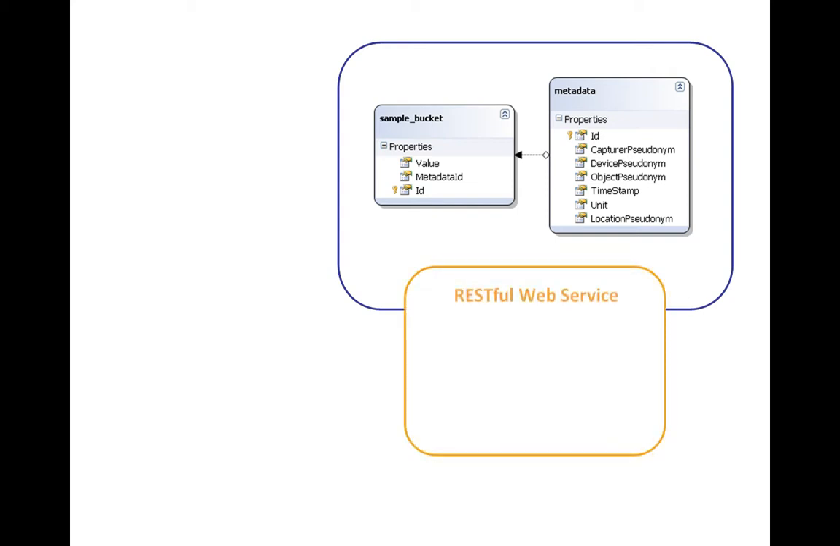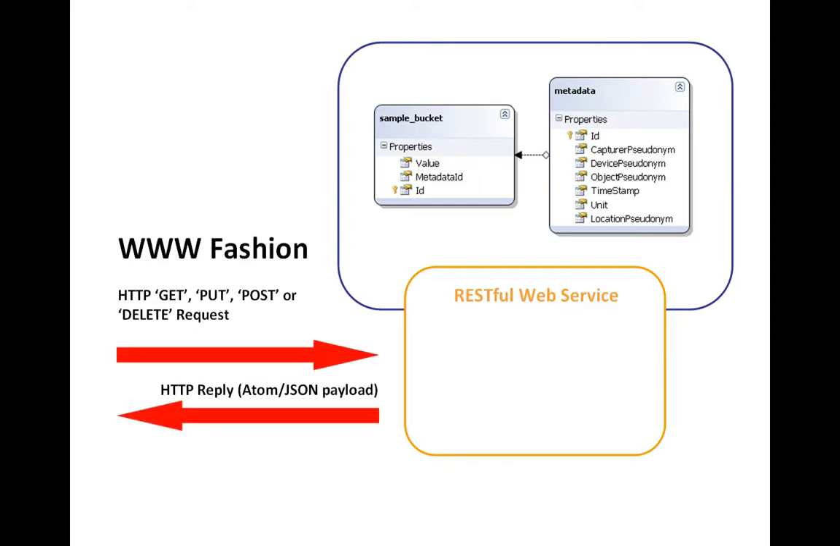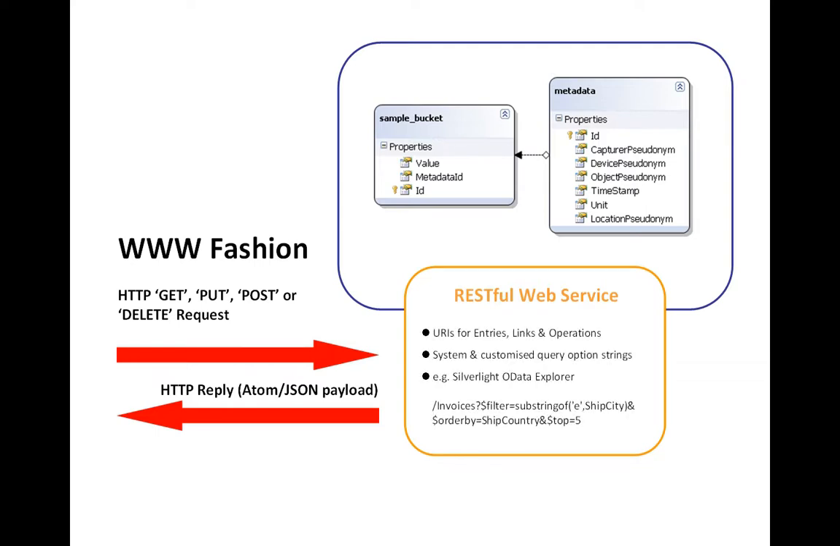Comparatively, a better approach is to publish a data source using a RESTful web service. In a WWW fashion, a data consumer sends over a dynamic HTTP query and receives a dataset encoded in Atom or JSON format. Unlike the SOAP-based solution, a RESTful web service addresses data entities, links, and operations using URIs, and it provides rich option strings for a client to make up a specific query.